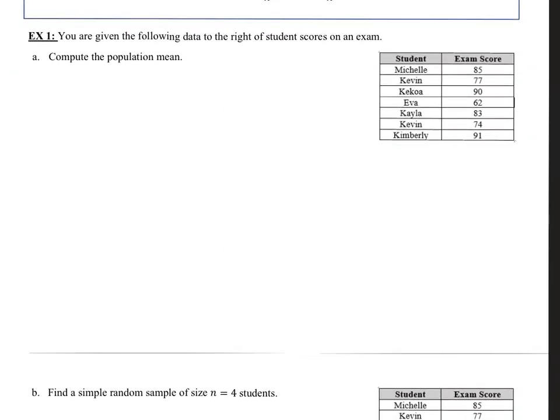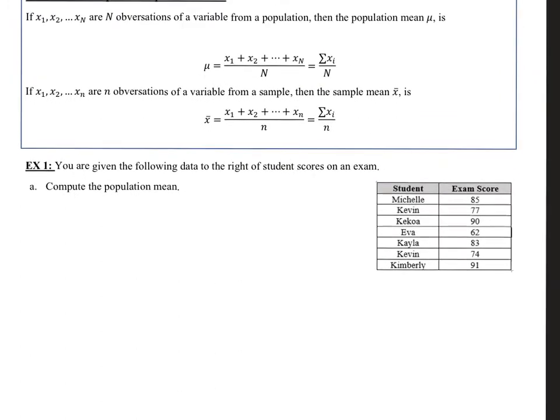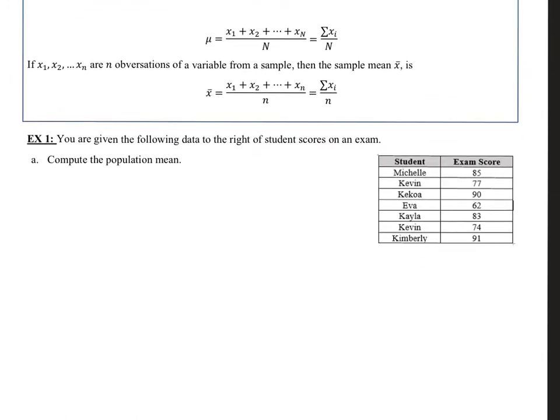For example, you are given the following data to the right of student scores on an exam. Compute the population mean. Alright, so we are given a population, and the population mean would be mu, so mu is going to equal the sum of all the values. Real quick, hopefully you've seen it before, if not, that's okay. This weird looking symbol there is called the sum. So it's the sum of all the values. Right here we have all of our values. Let's go ahead and write those down and then add them up.